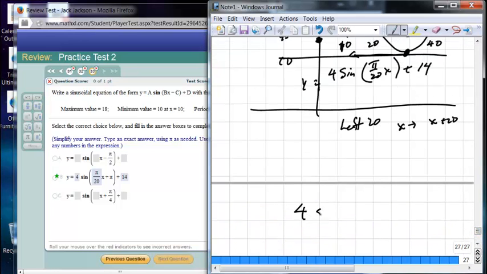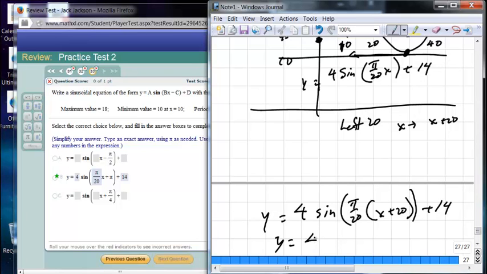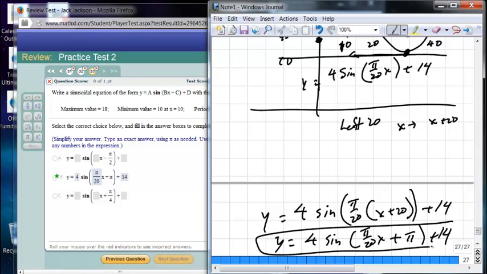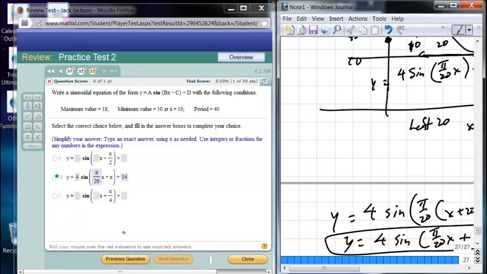So 4 sine pi over 20, where there's an x, put x plus 20. Like that. And then I'm just going to distribute and get pi over 20 x plus, the 20's cancel, pi plus 14. So that will work right there. Okay? So B, for the answers they gave us, B would have to be used rather than these other two.